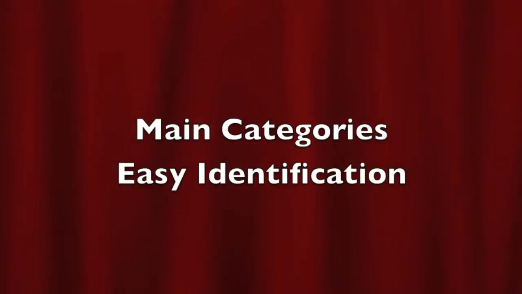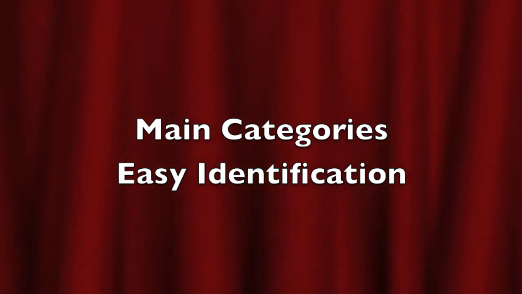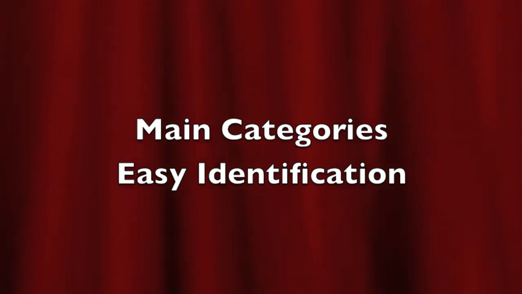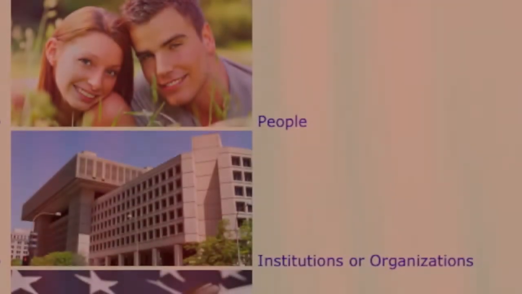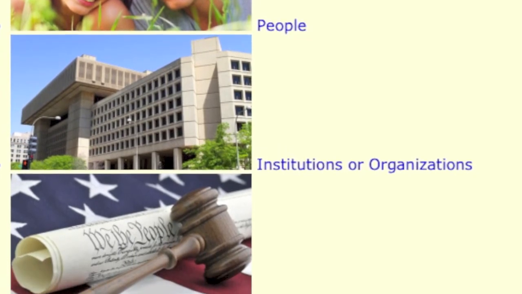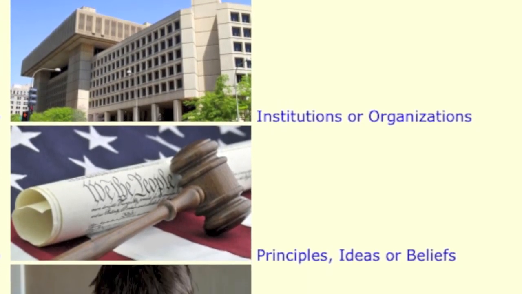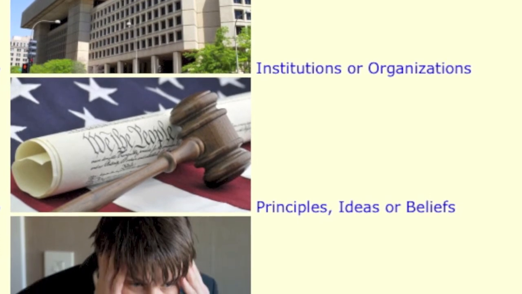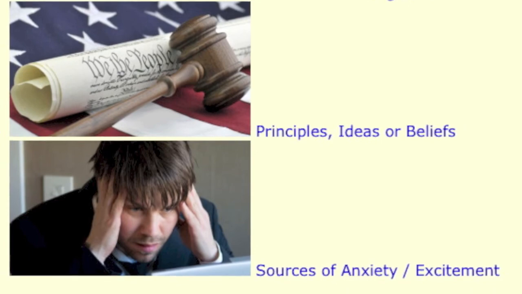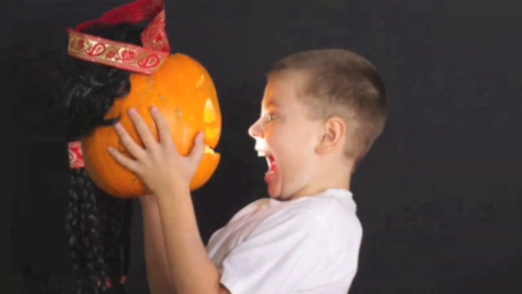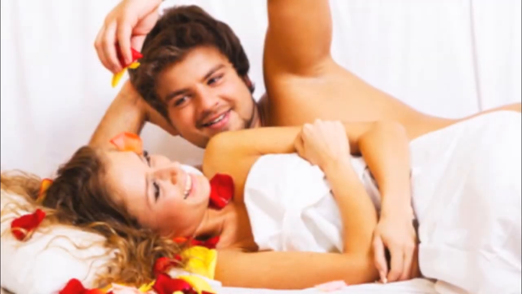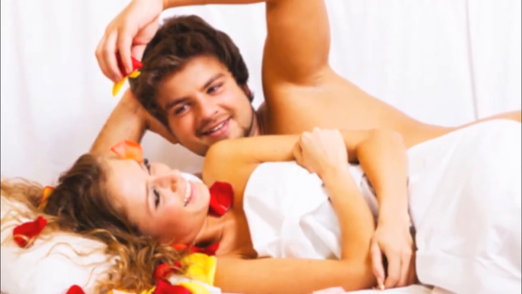Throughout the Analyzing Incidents portion of this app, represented by the yellow tabs, the main category will be indicated by one of the 4 corresponding images: people, institutions or organizations, principles, ideas, or beliefs, and sources of anxiety or excitement. In addition, the Fears Analysis and Fear Questions tabs, those in orange, and the Sex Relations, the one in red, are indicated by these images.